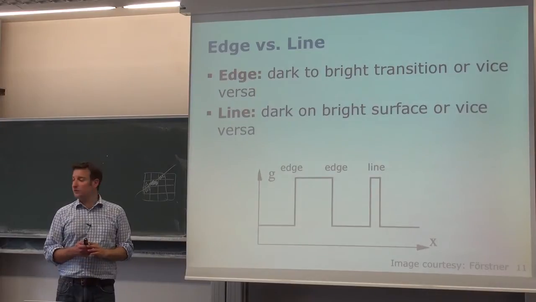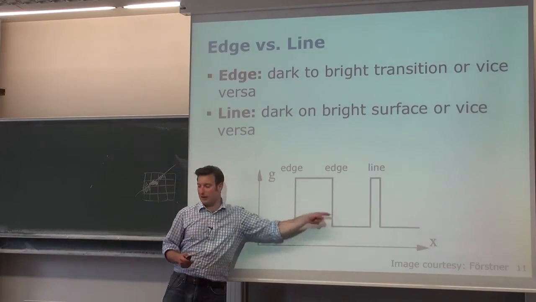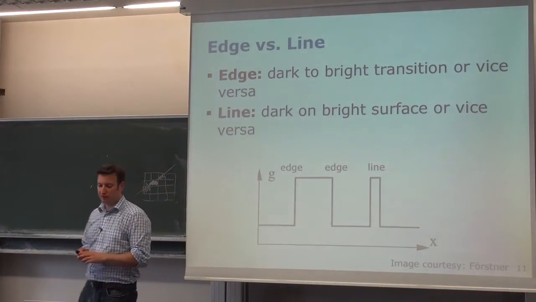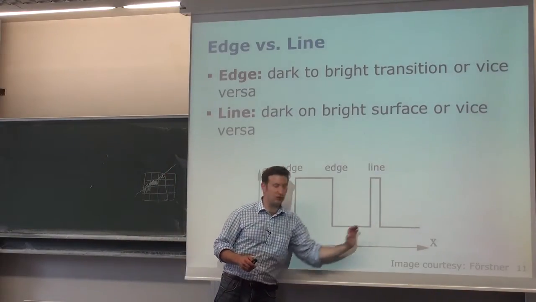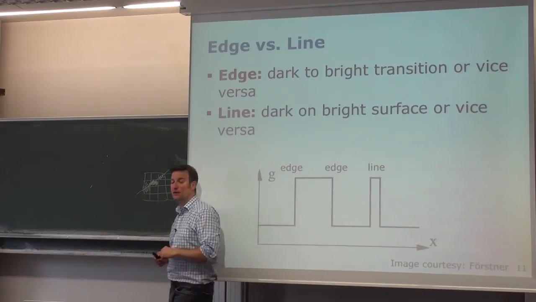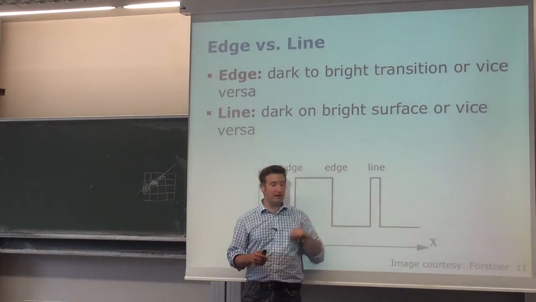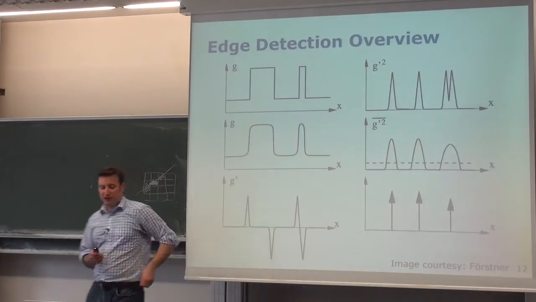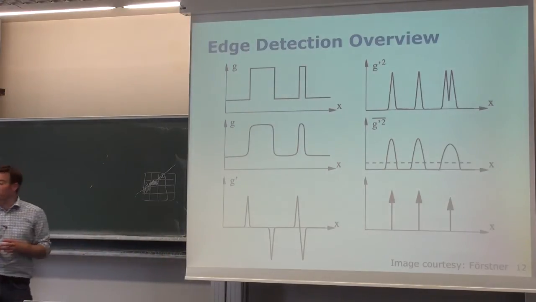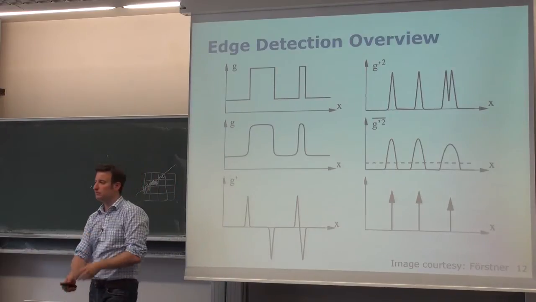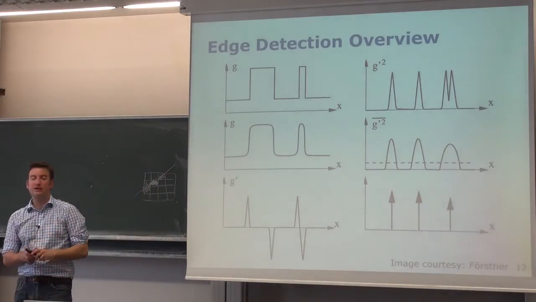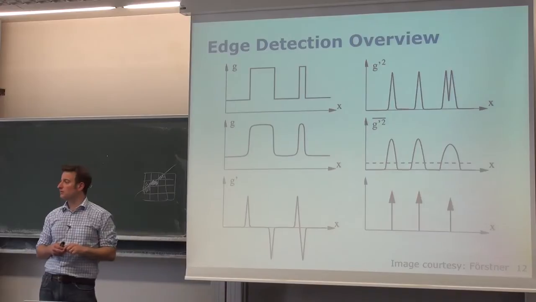OK, so how can we do that? We want to exactly estimate these guys over here. I want to estimate this one, and maybe this is one line. So the first thing we said, and this image depicts the overview of what we are doing quite well. This is our perfect input, step function. This is something we want to detect in our image.